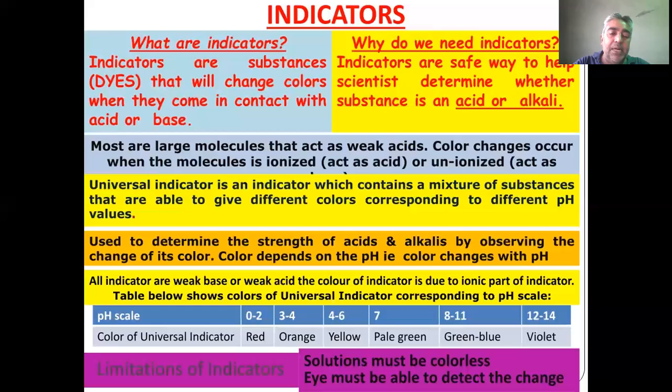Color of universal indicator, if the pH is 0 to 2, then it is red in color. 3 to 4 orange, 4 to 6 yellow, and 7 pale green. 8 to 11 green blue, and 12 to 14 violet. The acid as well as base are of different colors. Solution must be colorless. Eye must be able to detect the change.